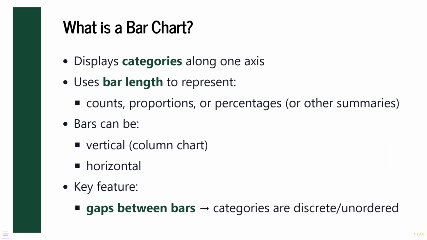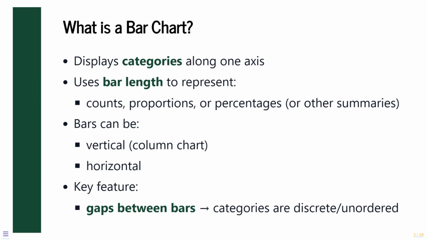As we have already seen in a previous video, a bar chart is one of the most common and effective ways to visualize categorical data. It displays distinct categories along one axis and represents a numerical value for each category, such as a count, proportion, or percentage, using the length of a bar along the other axis. Bar charts can be drawn with bars oriented vertically, often called column charts, or horizontally, depending on which layout best supports readability. A defining feature of bar charts is that the bars are separated by gaps.